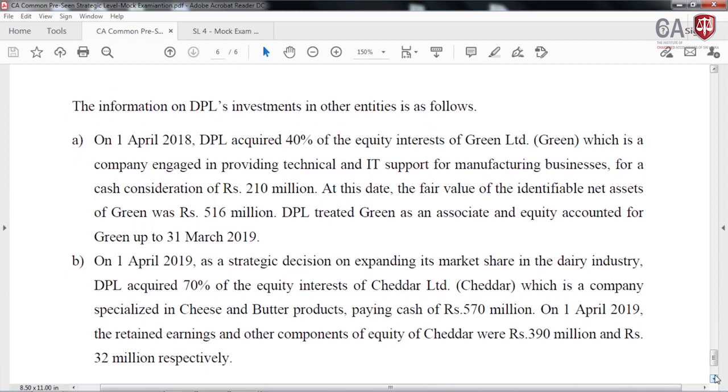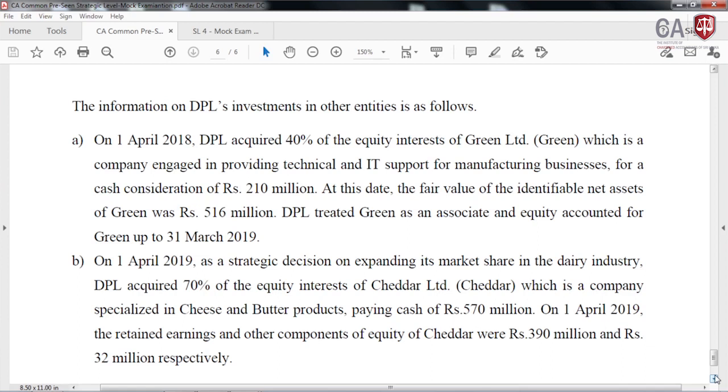The information on DPL's investment in other entities is as follows. On 1st April 2018, DPL acquired 40% of the equity interest of Green Limited, which is a company engaged in providing technical and IT support for manufacturing businesses, for a cash consideration of 210 million. So, DPL acquired 40% of the equity interest of Green Limited by paying 210 million. At this stage, the fair value of the net assets of Green was 560 million. DPL treated Green as an associate and equity accounted for Green up to 31st March 2019.